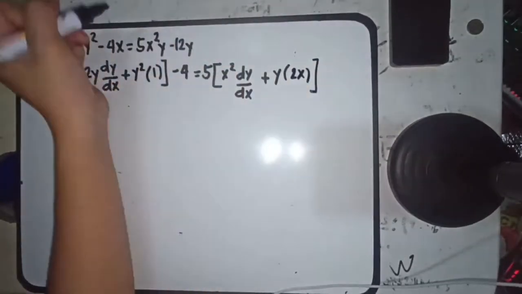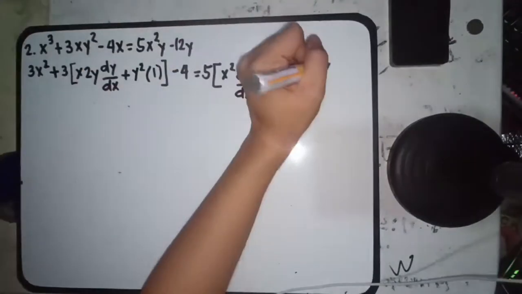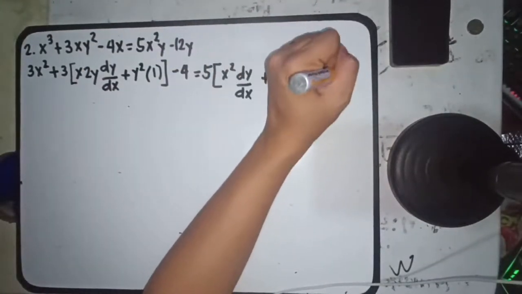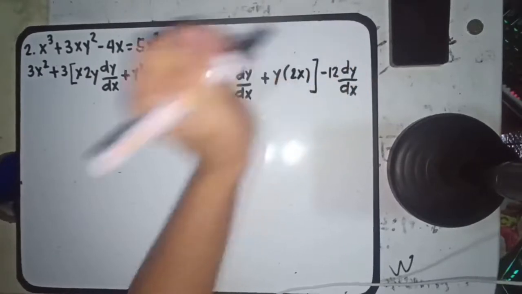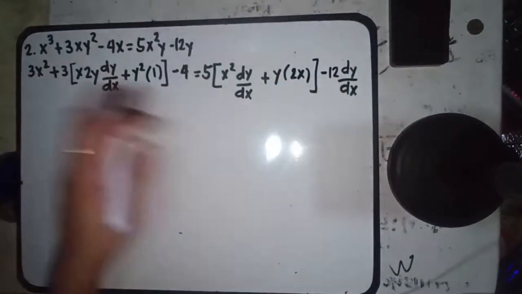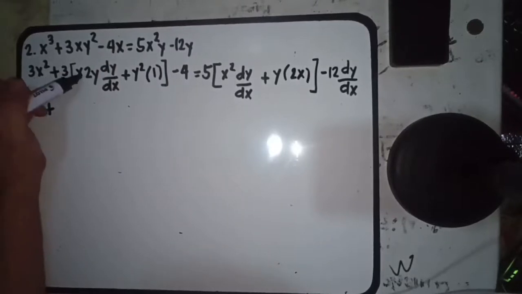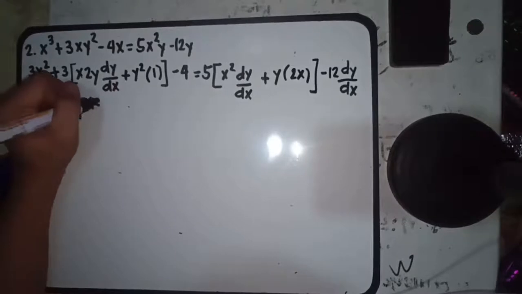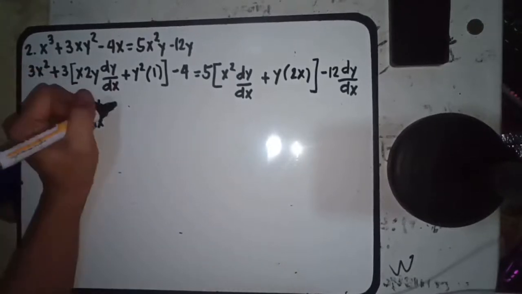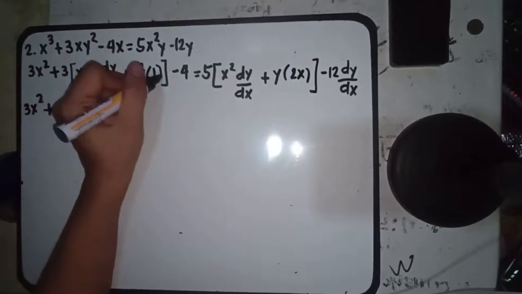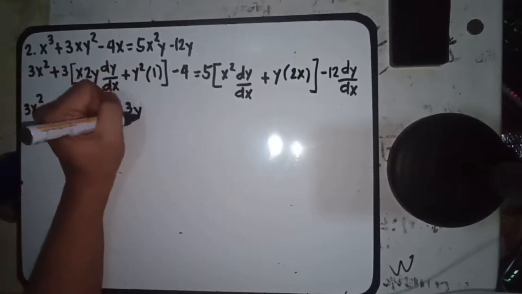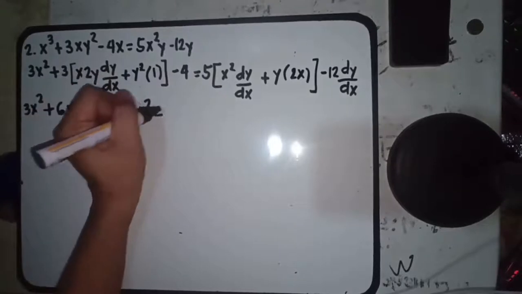Okay, next, we have the derivative of 12y, that is minus 12 dy over dx. Okay, next, we operate on these. So, we'll have 3x squared plus 3 times x times 2y dy over dx. Constants, we have 3 and 2. So, we'll have 6xy dy over dx plus 3 times y squared times 1. We have 3y squared. Then, copy minus 4.